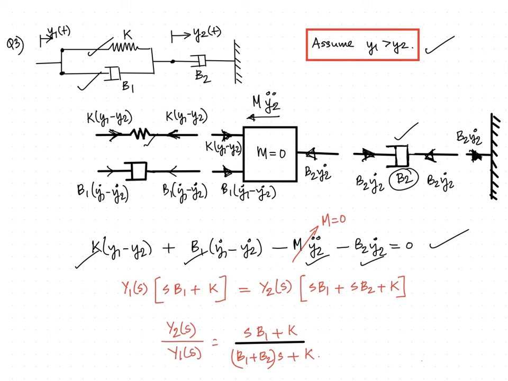According to D'Alembert's principle, under dynamic equilibrium, the total forces acting on the system will be equal to 0. Hence, we can write this equation, which is in the time domain. Converting into the S domain, we get the transfer function like this.